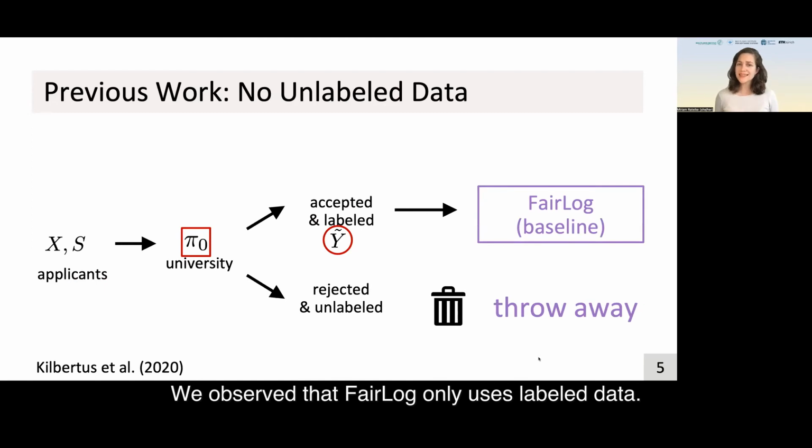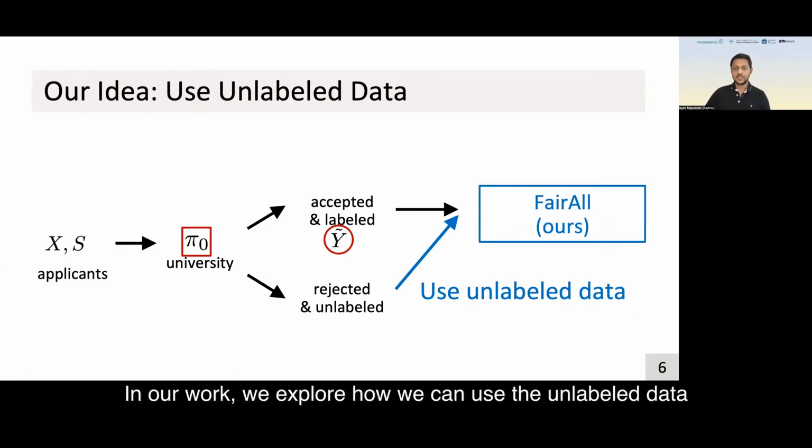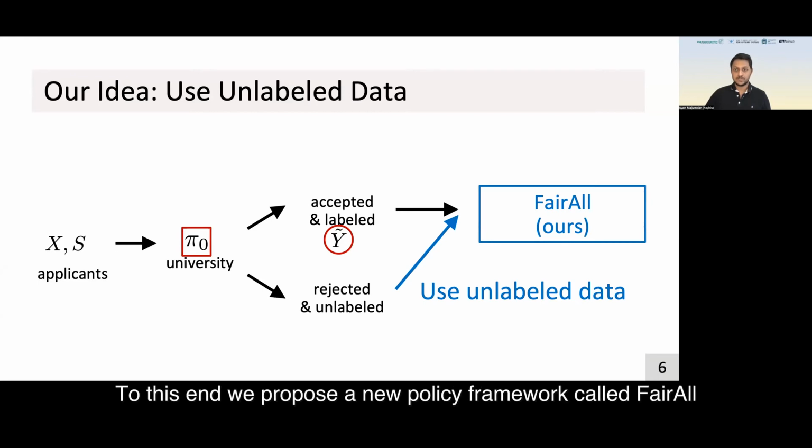We observed that FairLog only uses labeled data. However, in practice, we may often reject many more applicants than we accept. This means we throw away a potentially large fraction of the data. In our work, we explored how we can use the unlabeled data to get rid of the fairness-accuracy trade-off, while also allowing for a more stable learning process. To this end, we propose a new policy framework called FairAll that uses both the labeled and the unlabeled data.